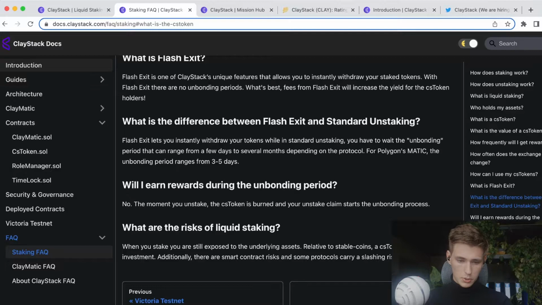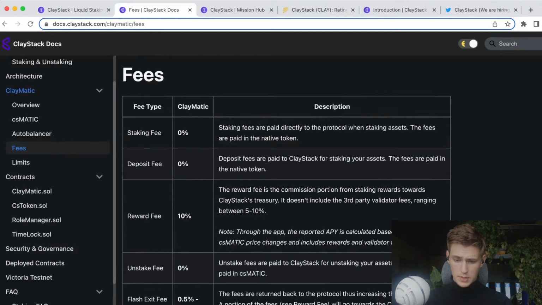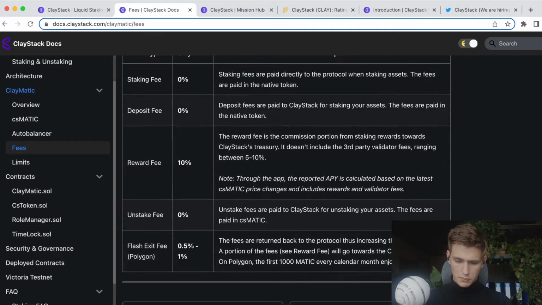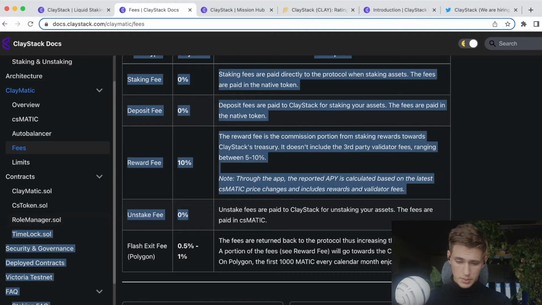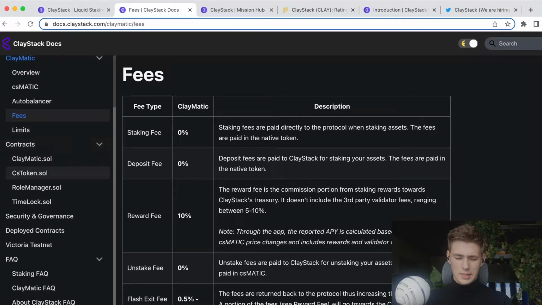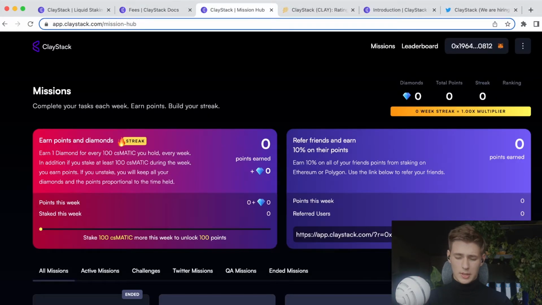Then they have a bunch more, an introduction, guides. So here's an overview of the fees: staking fees and all of this will be 0%. Reward fee will be 10%, unstake fee 0%. And yeah, so very, very low fees, of course, to be expected, but still very nice to see. Now, over here, will you actually be able to do your staking? Simply go to the homepage, click on Start Staking, connect your wallet, and there you go.